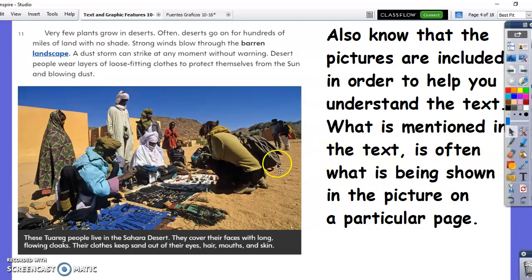Same thing here. They're talking about the way people dress in particular areas in the desert in northern Africa here. And then the picture is included to show you what that dress looks like. The reason why their faces are covered, their entire bodies are covered, is to protect them from wind, sand, and the sun. Just always remember, connect that picture to the text, because you will see questions that ask you why the picture was included.